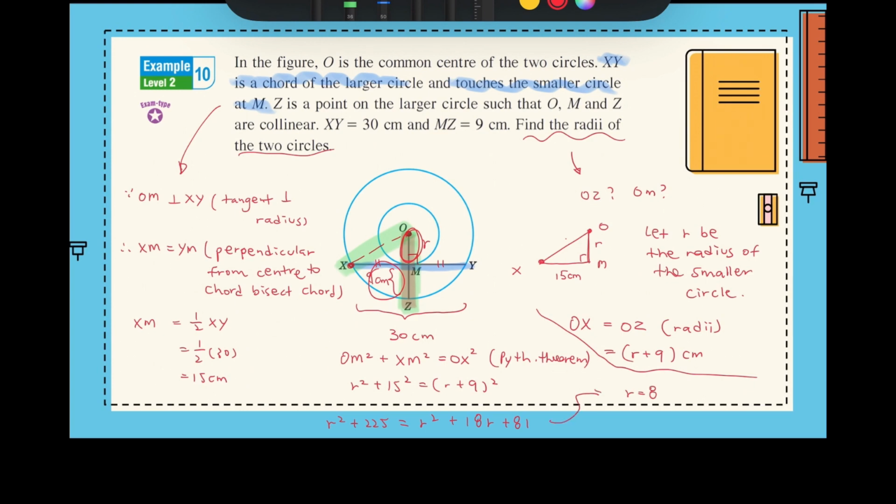And here R equals 8 if you solve it. Therefore OZ equals 8 plus 9 cm, which is 17 cm. So your radii of the two circles are 8 cm for the small one and 17 cm for the large one.